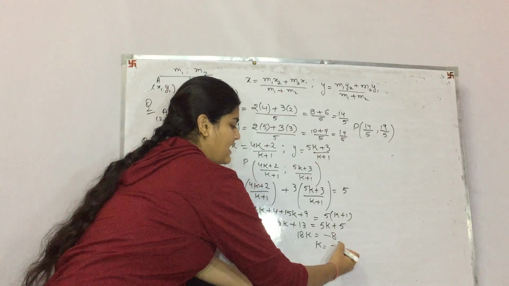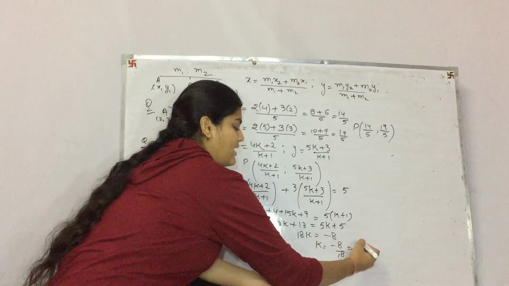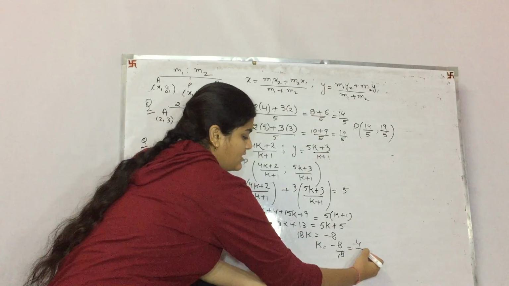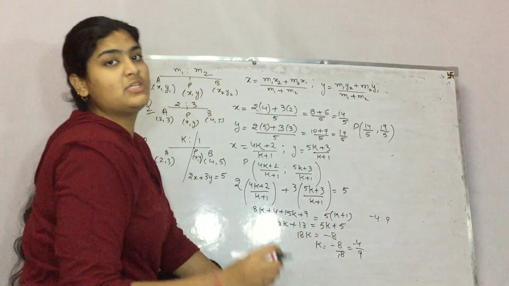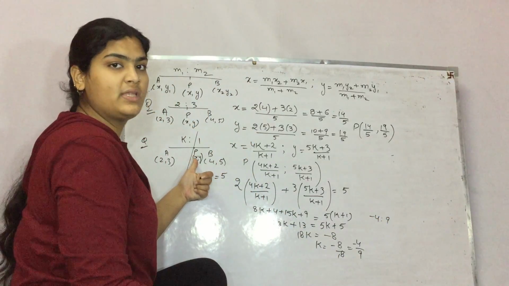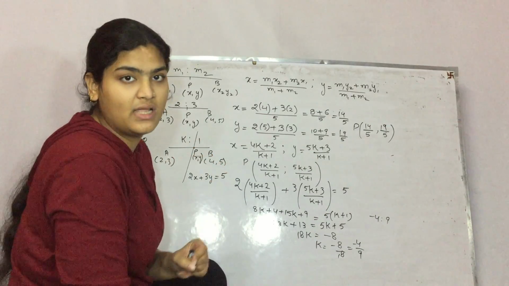Now k becomes minus 8 by 18, that means 2 fours are 8, 2 nines are 18. Your ratio is minus 4 to 9. Minus denotes that this particular point divides the line externally.